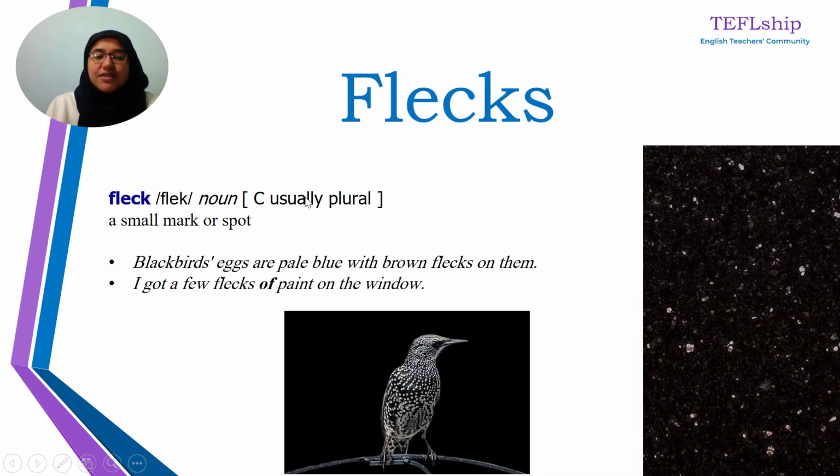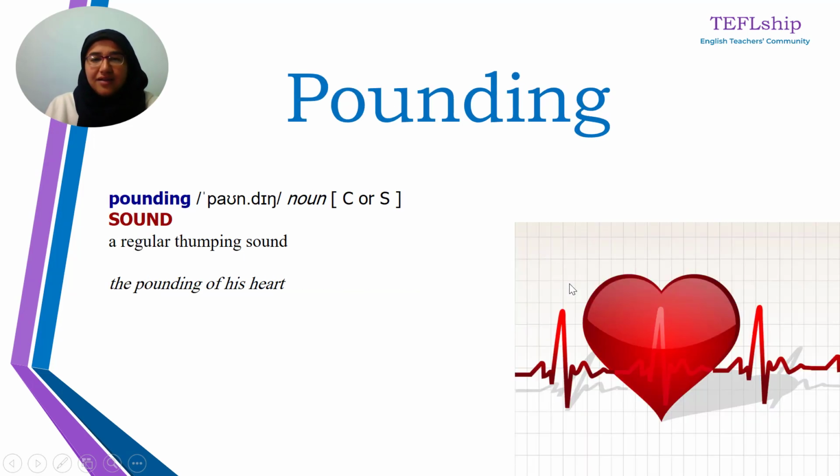Fleck, a small mark or spot, like here in these pictures or on the bird here. So you can say blackbird's eggs are pale blue with brown flecks on them. Or I got a few flecks of paint on the window or on the floor. Pounding, the regular thumping sound of the heart. So you could say, she was so scared of her exams that I could hear the pounding of her heart.